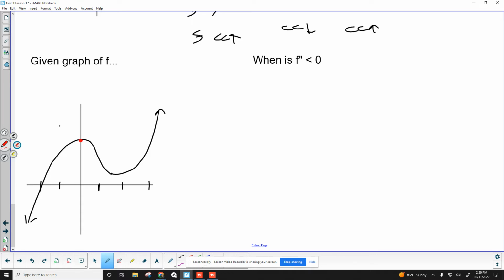Mr. Messer throws in some crazy stuff about locations of maxes and mins for this problem. He even tells us there's a point of inflection. Fantastic. It asks you, when is f double prime less than 0? All right, answer this question. Last question. When's f double prime less than 0?